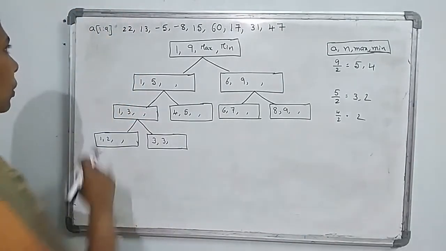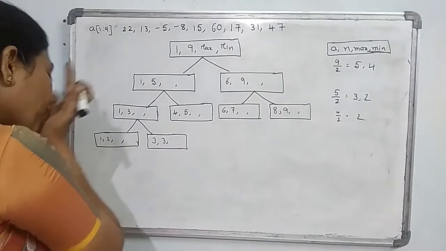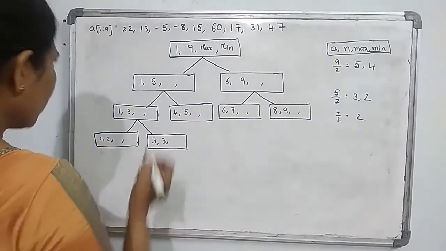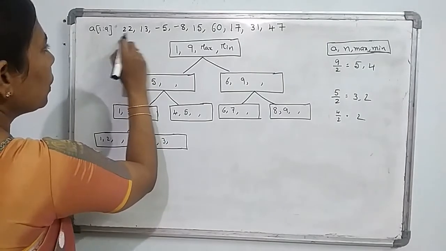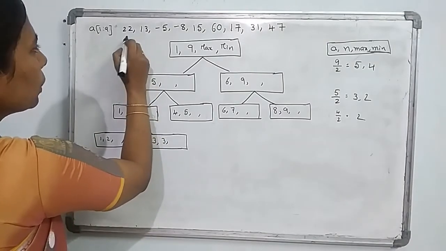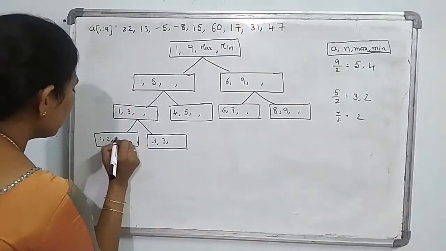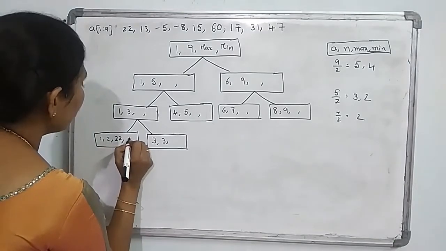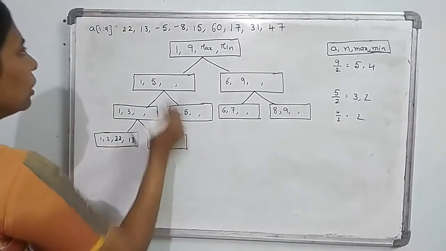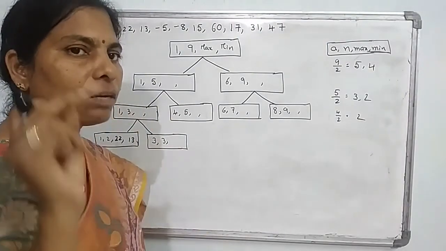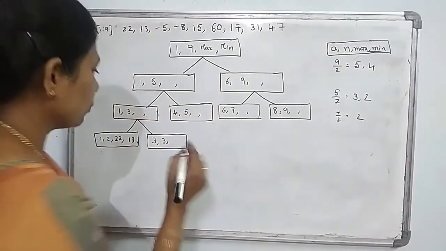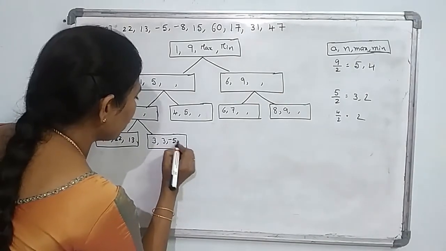So you have the elements 1, 2, with values 22 and 13. We compare 22 and 13. 22 is greater than 13, so the maximum is 22 and the minimum is 13. If you have only one element, that element itself is both the minimum and the maximum. So that gives minus 5, minus 5.